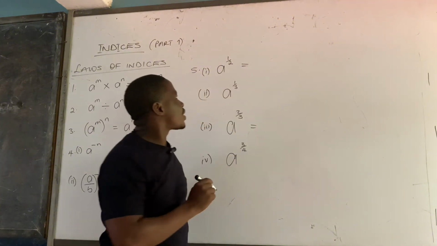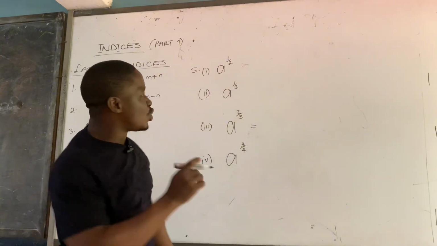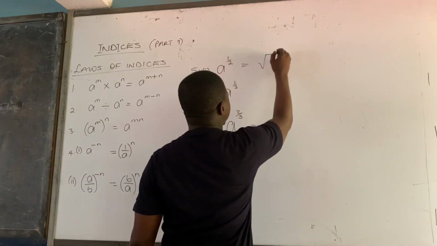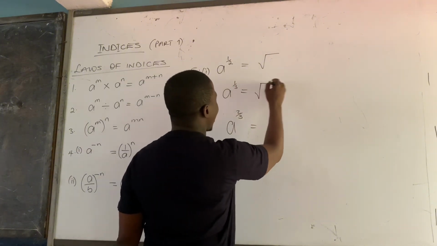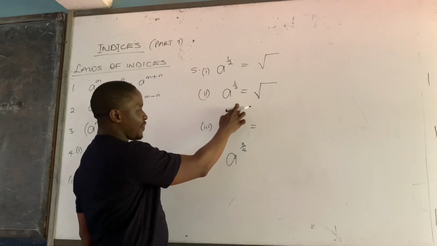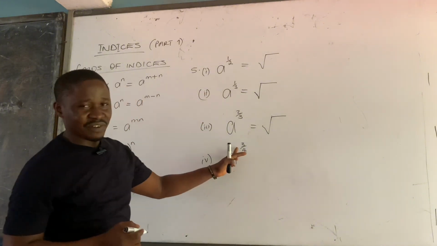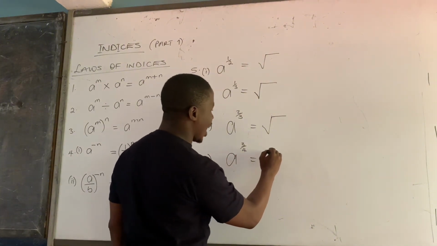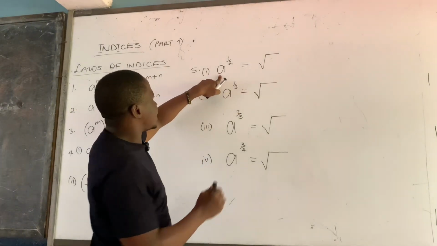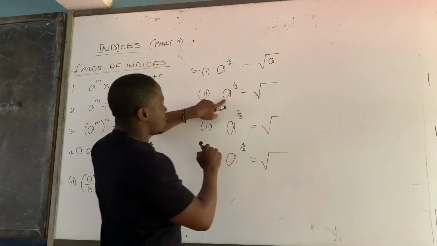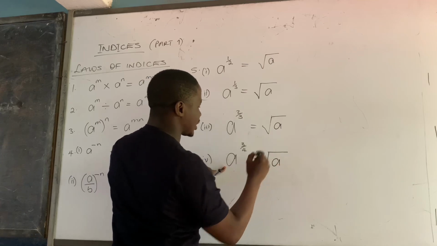Whenever the power is a fraction, we have a fractional power, the first thing we do is to have a root. The power is a fraction, the first thing we do is to have a root. Alright, so with this root, what do we do? The base is what we write in the root. Can you see the base? Here is the base.